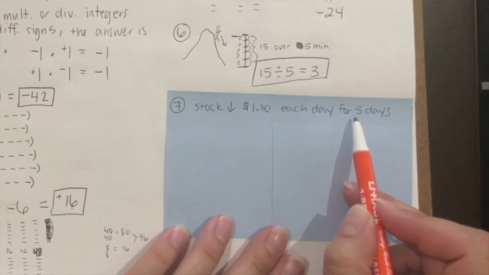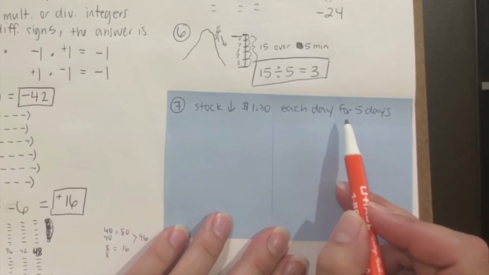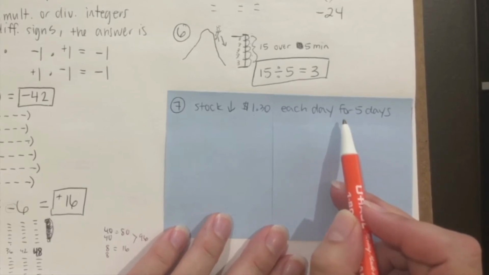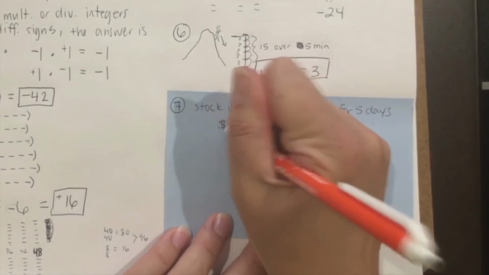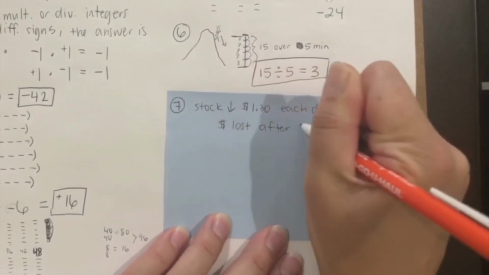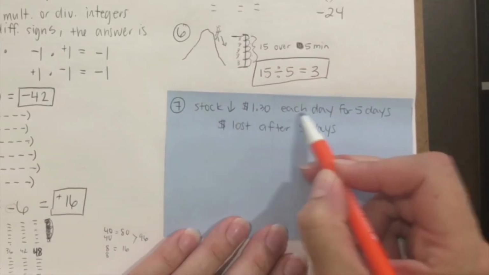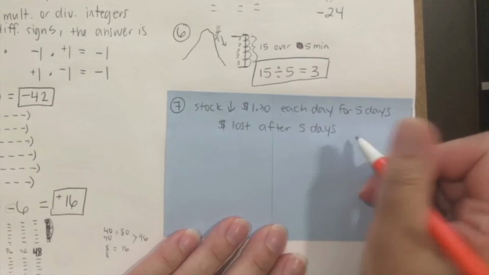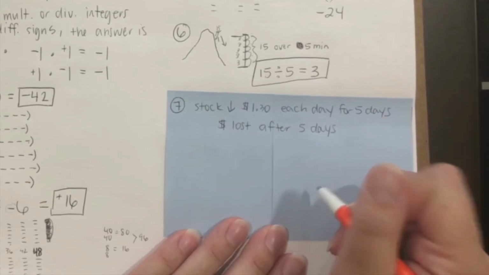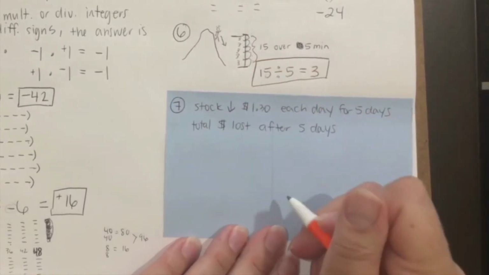What rational number represents the value one share of the stock lost after 5 days? So money lost after 5 days. Okay, so the stock went down $1.30 each day for 5 days. How much was lost after 5 days? So let's say total. Total money lost after 5 days.